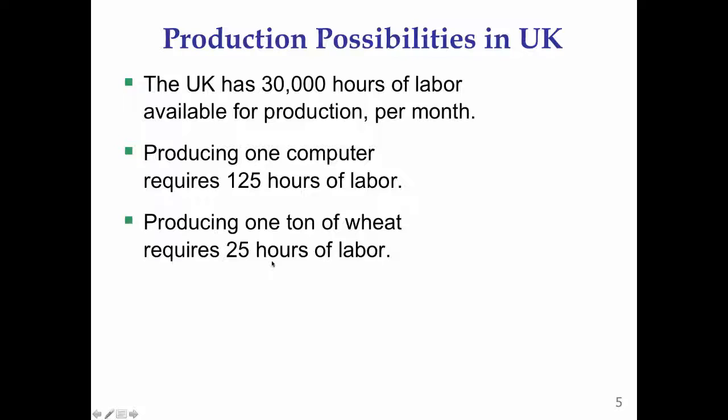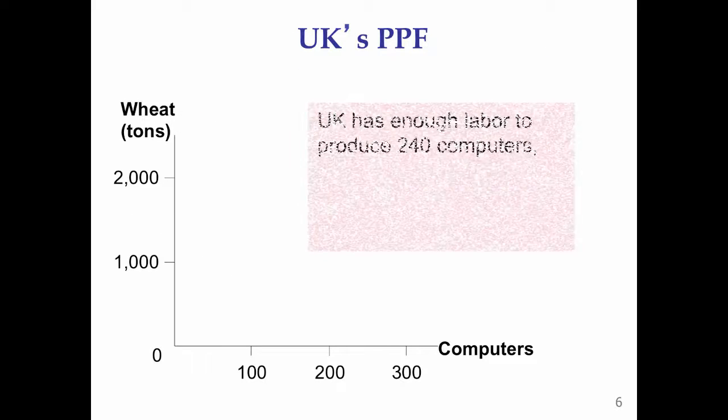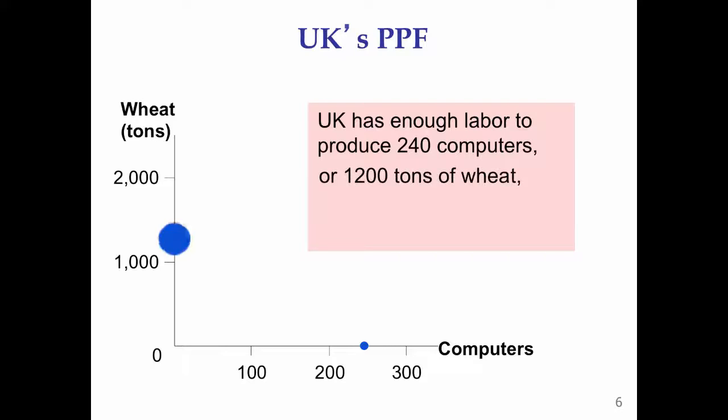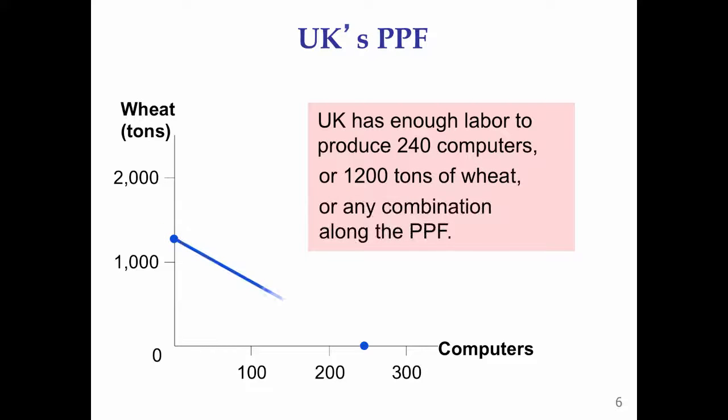And just like we did for the US, I want to sketch out what the PPF looks like for the UK. So again, I would look at the extreme points. I would take the 30,000 labor hours divided by 125 to see at the most how many computers the UK could produce, and take the 30,000 labor hours divided by 25 to see at the most how much wheat the UK could produce. And if we do that and sketch it, we would see that they could make 240 computers or 1,200 tons of wheat, or again, any combination along that PPF.